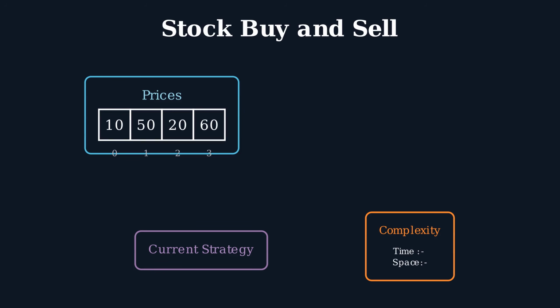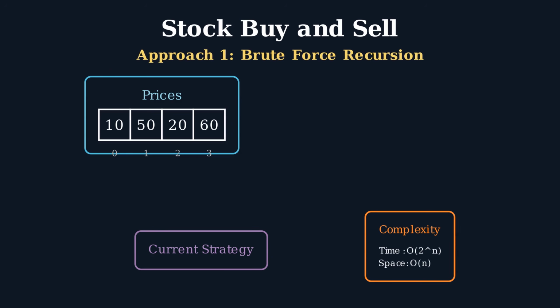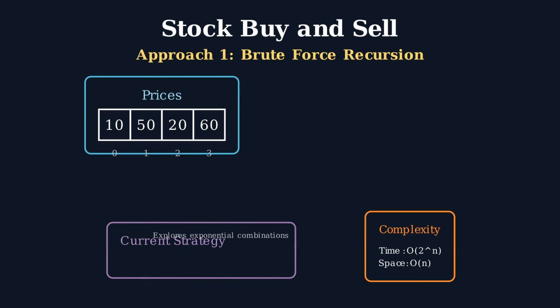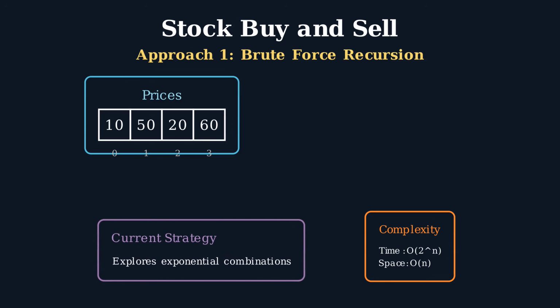Our first instinct might be a brute force strategy. Using recursion, we can try every single valid combination of buying on day i and selling on any subsequent day j. Because this structure branches out into an exponential recursion tree of options for every single day, it recalculates the same subproblems repeatedly, making it highly inefficient for larger timelines.